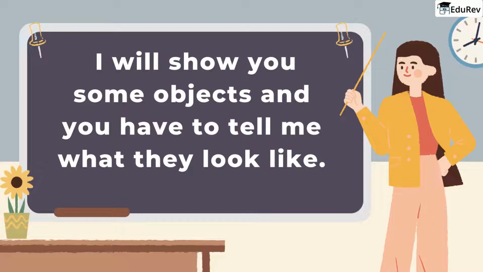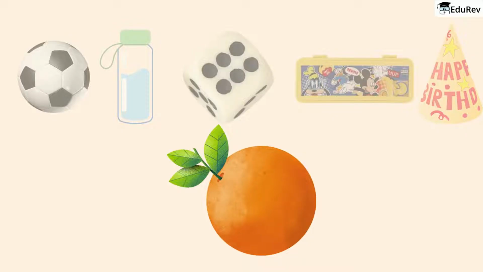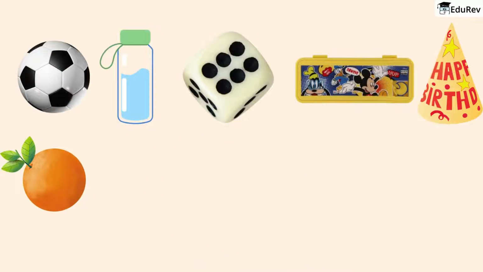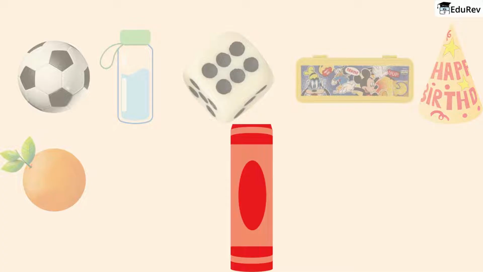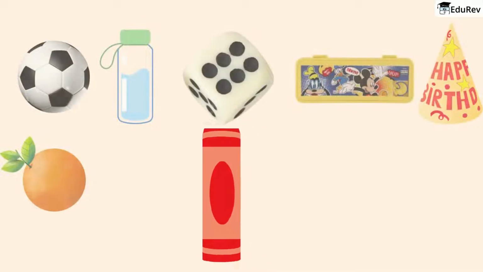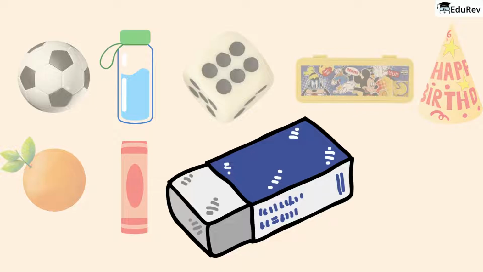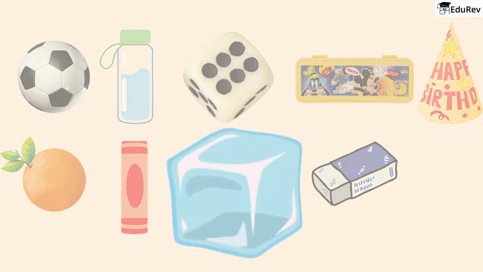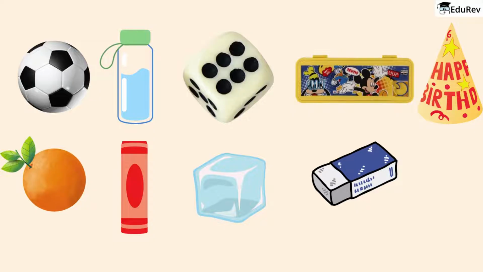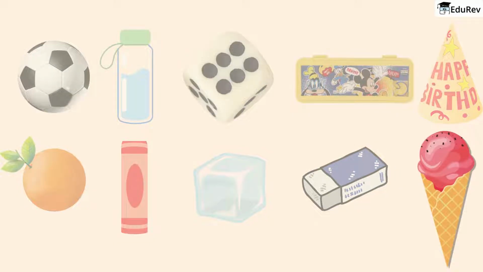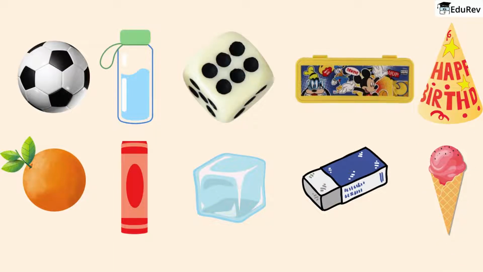Now, I will show you some objects and you have to tell me what they look like. Look at this. What do you see? Yes, it's an orange. And what does it look like? It looks like a ball. What does this crayon look like? Looks like the bottle, right? Yes. What does this eraser look like? It looks like the pencil box. Now, what does this ice cube look like? It looks like a dice. Now tell me, what does this ice cream look like? Yes, it looks like the cap here.